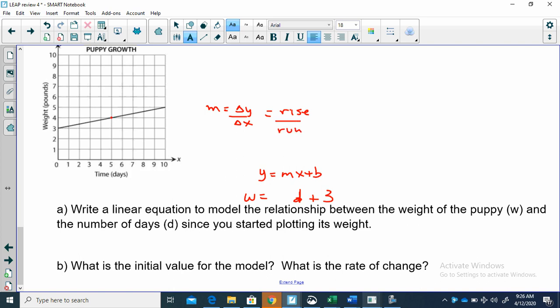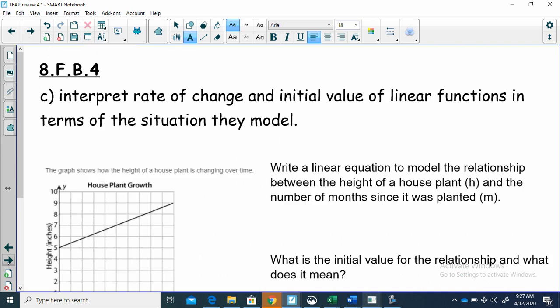Okay, let's find 2 points that are on grid lines. There's 2. And let's look at our scales. We're going up 1 and over 1, 2, 3, 4, 5. Up 1 and over 5. Okay. So our rise over run is 1 over 5. Let's see what 1 over 5 means. That's 1 pound each 5 days. What's the initial value for the model? 3. That puppy starts at 3 pounds. What's the rate of change? 1 pound every 5 days.